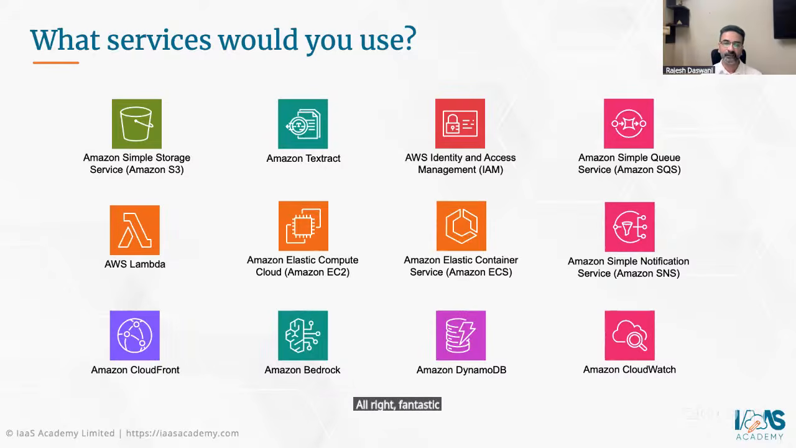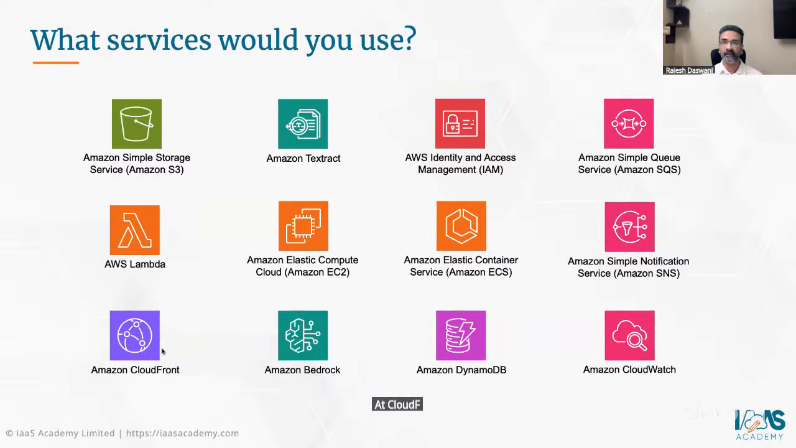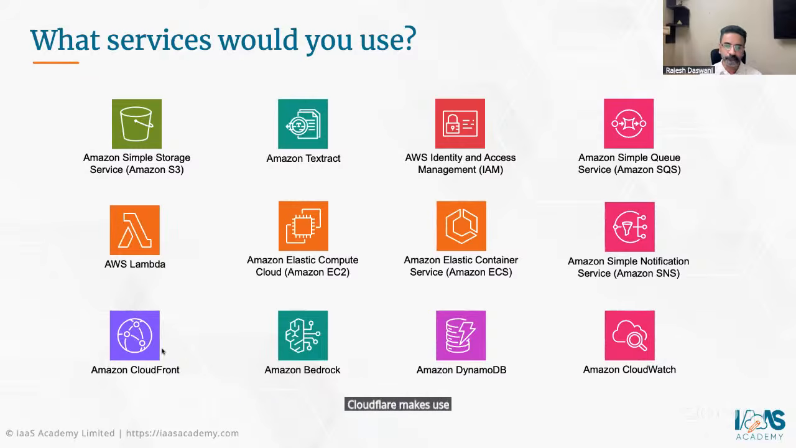Okay, so let's proceed. So we've got all different sets of services here. We've got S3. So just a quick recap before we move on. S3, great for storing data, and also you can use it for hosting your website. That's made accessible globally. Add CloudFront in front of it, and CloudFront allows you to add a lot of the security components to it, but also distribute your content globally, okay, and make it accessible on low latency networks. Because if you remember from day one, CloudFront makes use of edge locations.